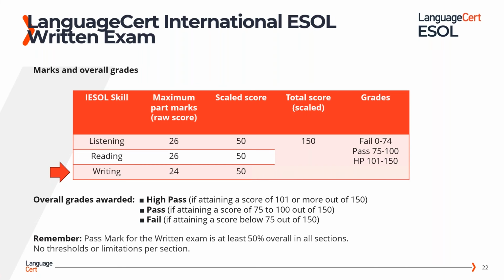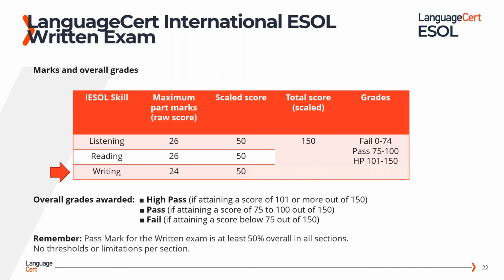As candidates can collect up to 12 marks per writing task, and as candidates are required to do both writing tasks, they can collect a maximum of 24 marks. This raw score out of 24 is then converted to a scaled score out of 50.